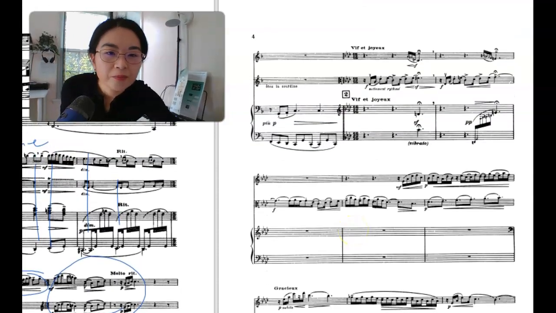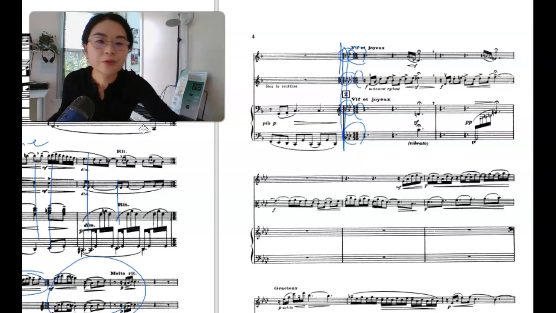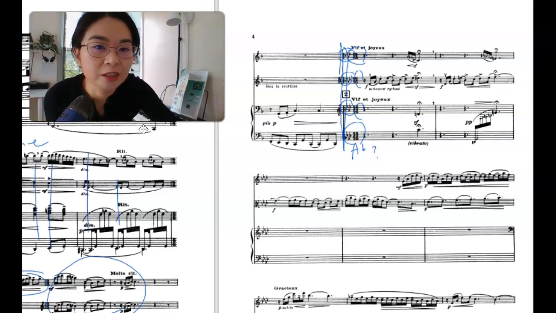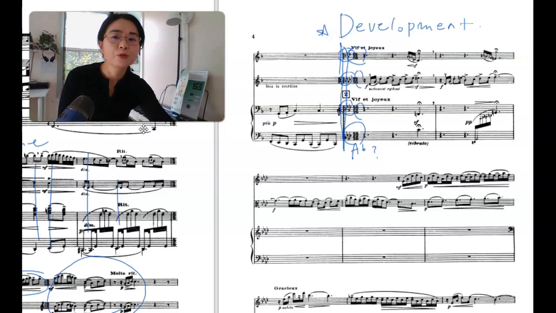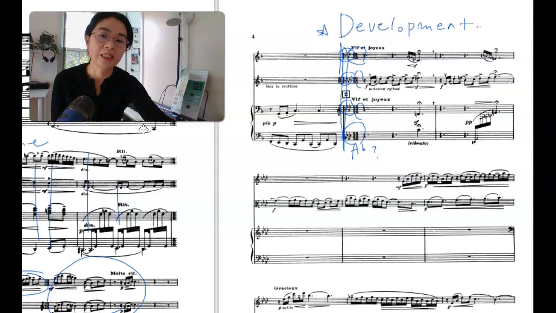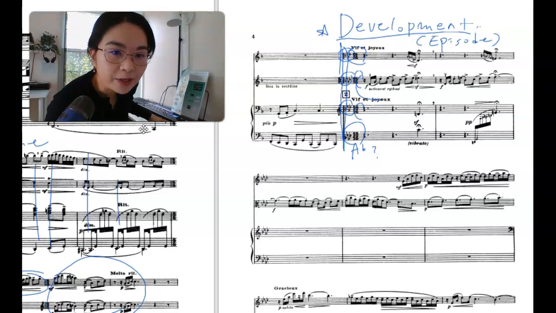And here we see the clear cut of the section by a double bar line, and even the key signature has changed, and the time signature has changed. We have 4 flats. So this is kind of an A-flat major-ish section, and this is the beginning of the development section. Unlike traditional developments, this section doesn't reuse or develop the first theme or the second theme. Instead, it's bringing a totally new idea, and this kind of development is called an episode. So it's a new section, and the viola enters with a very vibrant melody.